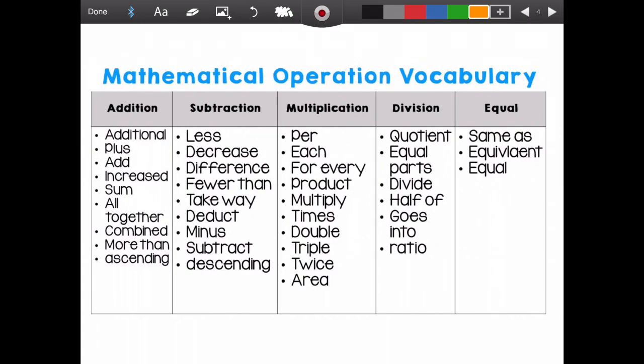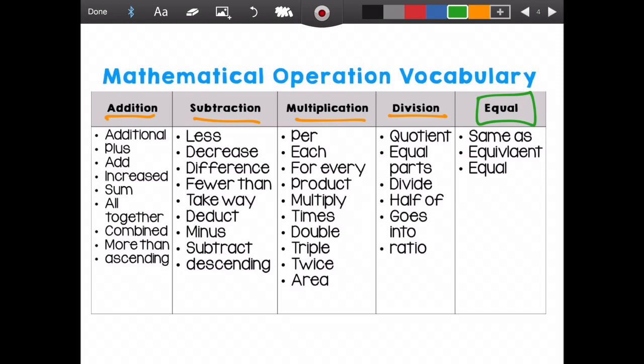Oh, first off, let's talk about vocabulary. Several words could describe all of our operations. So again, these are the main operations that we use when working in math, the four main operations. And then I added equal because there are some words that could describe equal rather than just saying equal to one another. Okay, so let's look at addition.